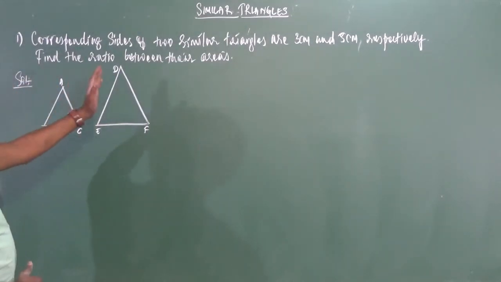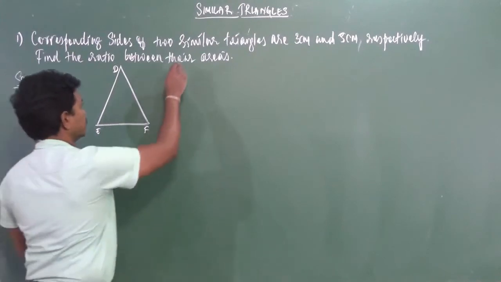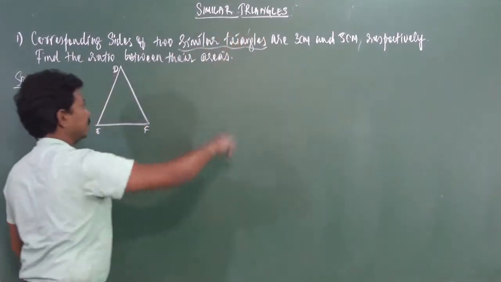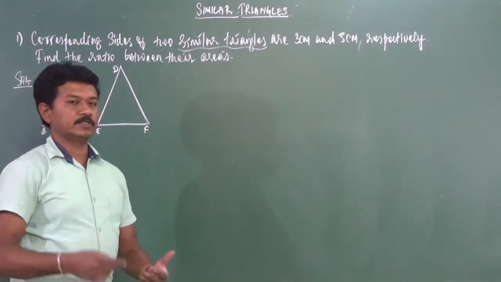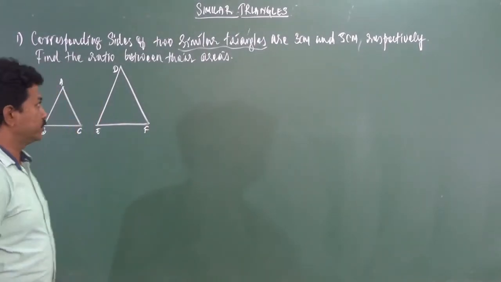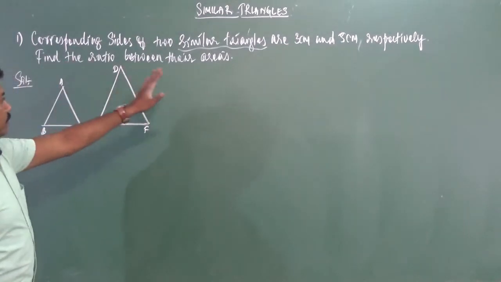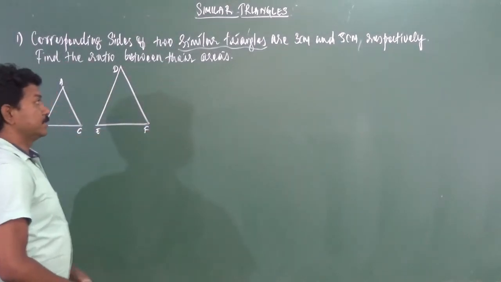Corresponding sides of two similar triangles. So it is already mentioned that the two triangles are similar, so no need to prove that they are similar. In what sense, I discussed in the previous session. Corresponding sides of two similar triangles are 3 centimeters and 5 centimeters.